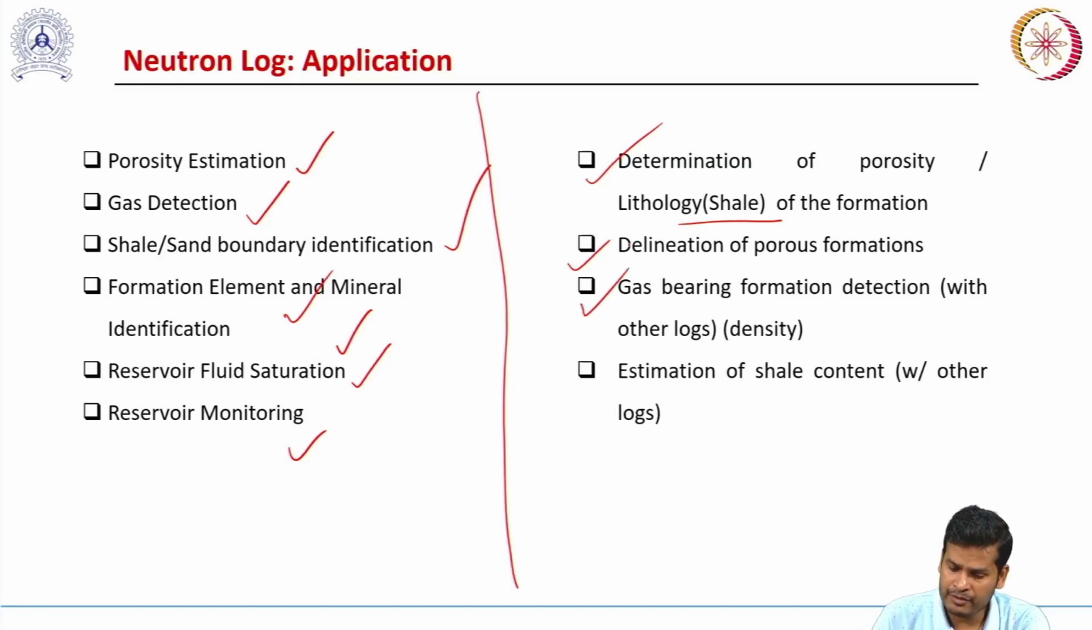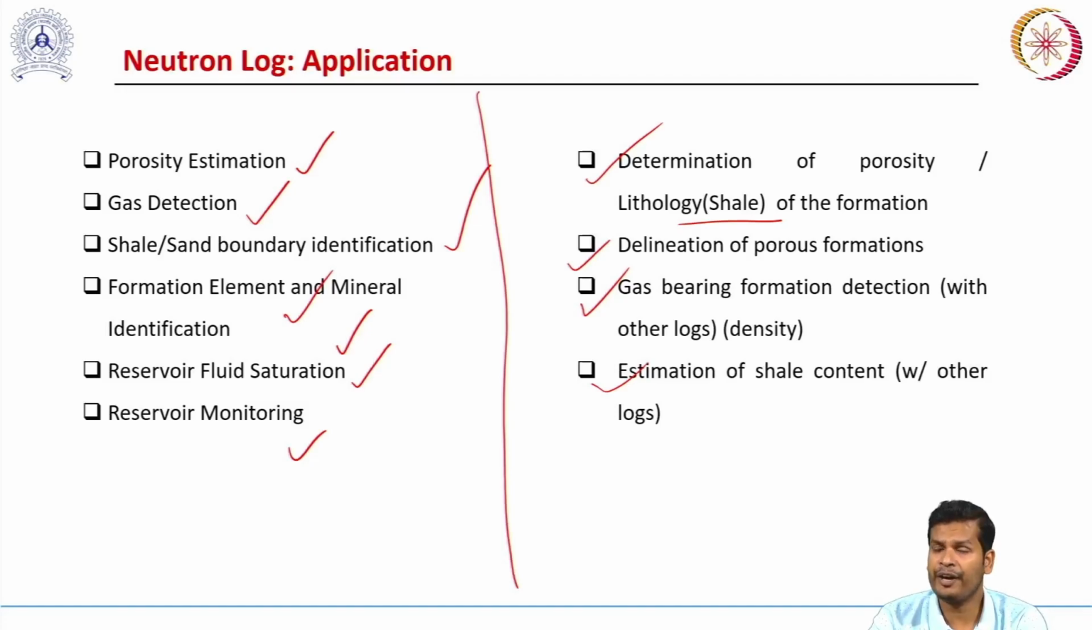Similarly, we can use it to detect the gas bearing zone. The gas bearing zone can easily be identified if you use the data along with the density log data. So when density log data and neutron logging data are plotted against each other, a separation exists between the density data and the neutron data. By identifying this separation, we can know where the gas bearing formation exists. And we can also estimate the shale content.